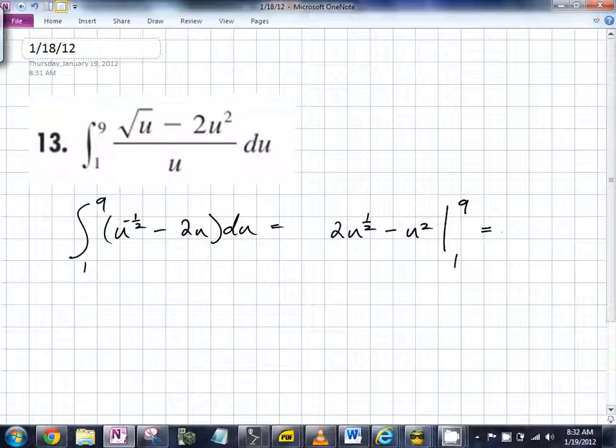Anybody have an answer for that? Just tell me what it is so I don't have to do the arithmetic. Negative 76. That's correct. Yep.